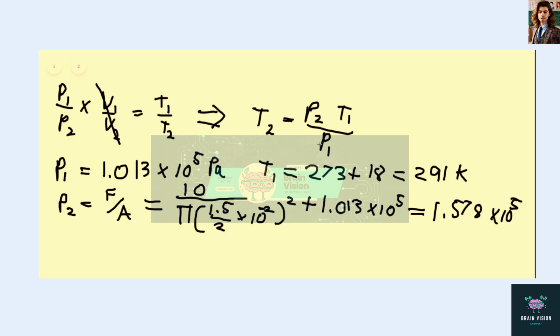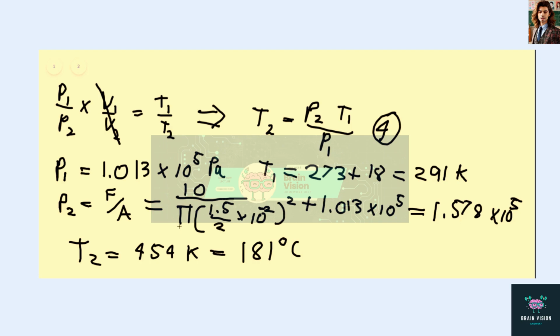Now we have 3 numbers to put into our equation up here. Let's just call this equation 4. We put these 3 numbers, P1, T1, P2, into this equation, and it turns out that T2 is equal to 454 Kelvin. The answer that they're looking for is in degrees Celsius, to 3 significant figures. So by subtracting off 273 from this number, we get 181 degrees Celsius.